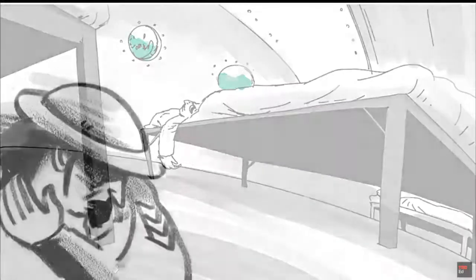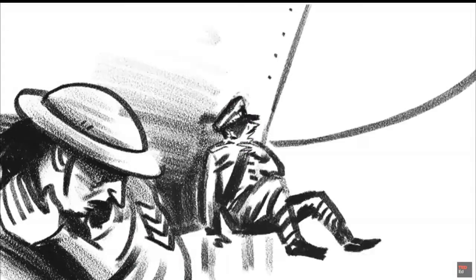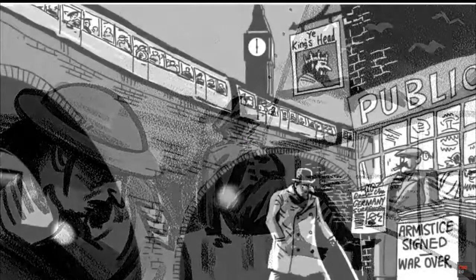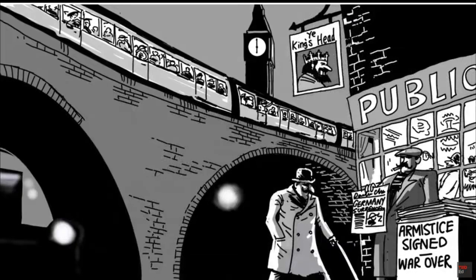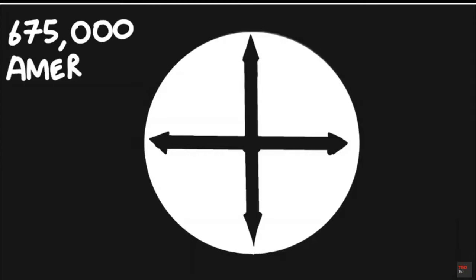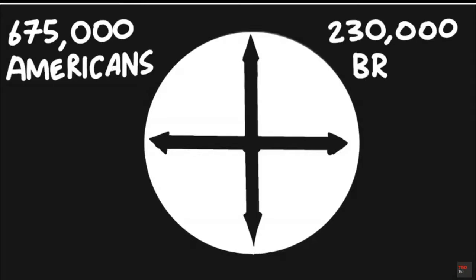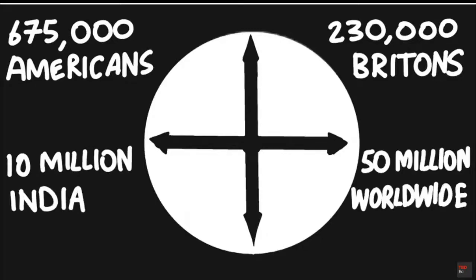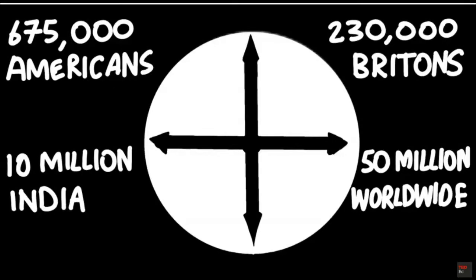Meanwhile, British soldiers returning from northern France on furlough introduced the flu to Dover and other channel ports, from where the virus was carried by rail to London. By the time the pandemic had run its course in April 1919, an estimated 675,000 Americans and 230,000 Britons were dead. In India alone, some 10 million were killed. And worldwide, the death toll was an astonishing 50 million.